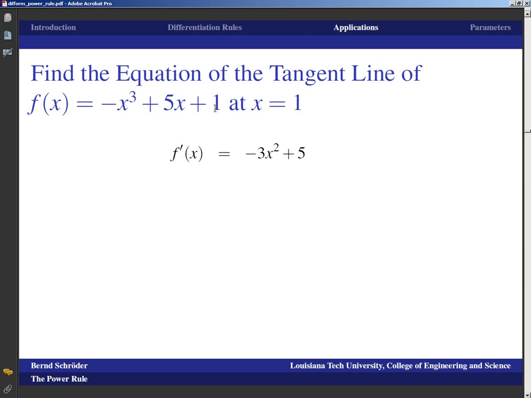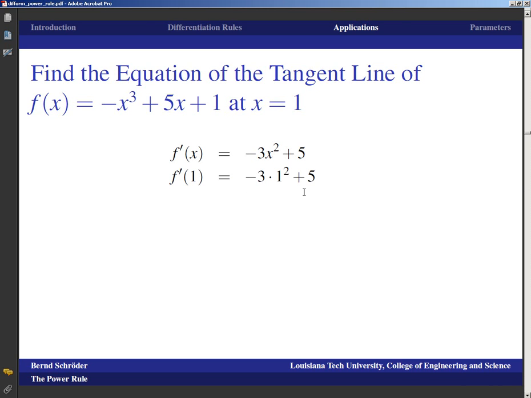And the derivative of a constant is 0. Basically, you could say here that 1 is 1 times x to the 0th, and when the 0 comes down, well, then you end up with 0 overall. Okay, how do you get the equation of the tangent line? Well, you need the slope at the point, so you plug in 1 into your derivative.